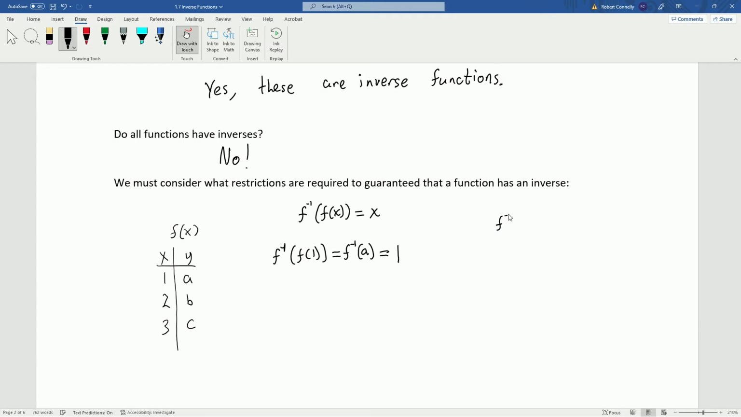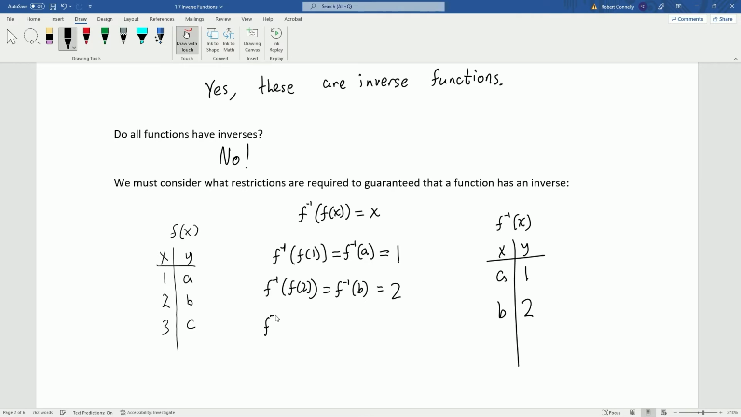So let's go ahead and make a little table for f inverse and see what this table looks like. Okay, so here, the input a for f inverse gives me the output 1. All right, so let's do the next one. F inverse of f of 2. Well, the definition of an inverse tells me that this should just be 2. F inverse of f of x is x. Okay, but f of 2 is b, so this is the same thing as saying f inverse of b. So when my input is b for f inverse, my output should be 2.